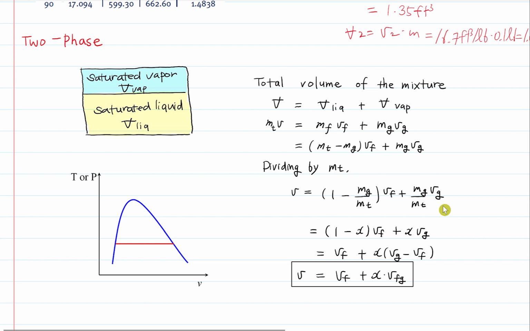And from the definition of quality, quality is defined as the mass of the vapor divided by the total mass. And we use X to denote quality. So the specific volume is expressed in terms of quality. And rearrange the equations, we got this equation. And another subscript, VFG, denotes the difference between G and F, saturated vapor and saturated liquid. So specific volume was expressed in terms of quality.